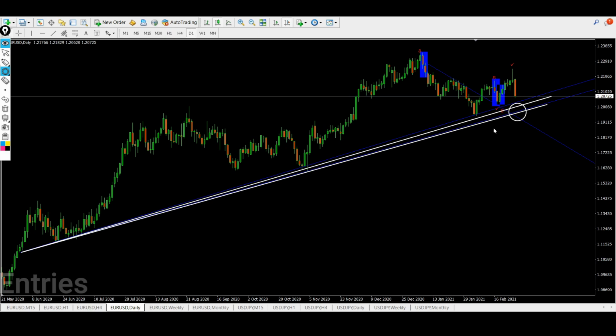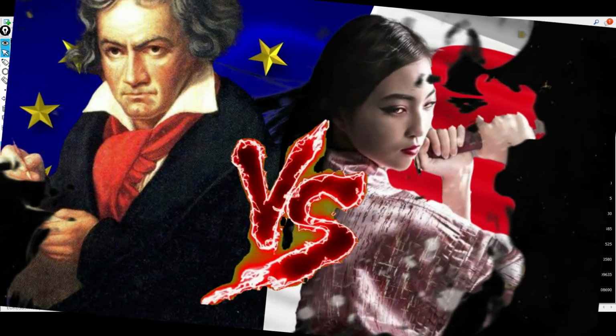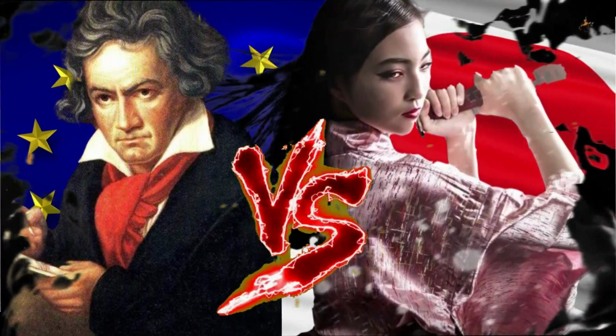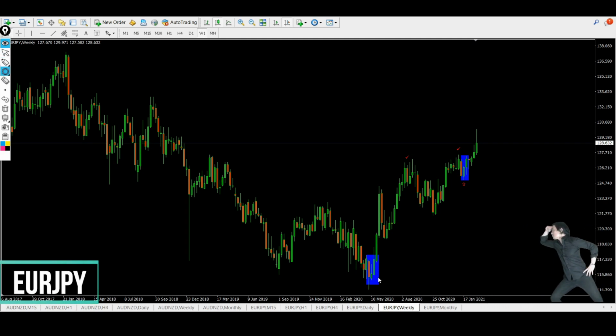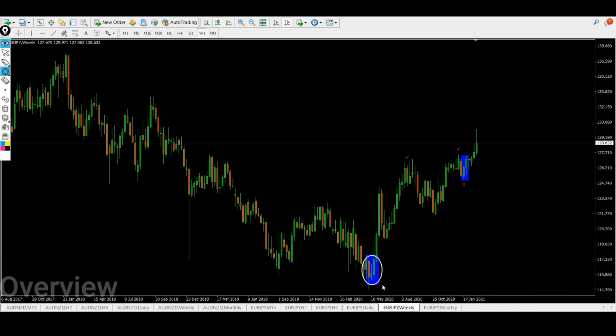Alrighty. Okay, so let's go on to the Euro Yen. Okay, so the Euro Yen, this is the weekly chart. We'll start off with an overview. Okay, so we were talking about this strong long trade right here and this weak short trade. And so we were long biased to at least this pivot high. That target was hit right here.